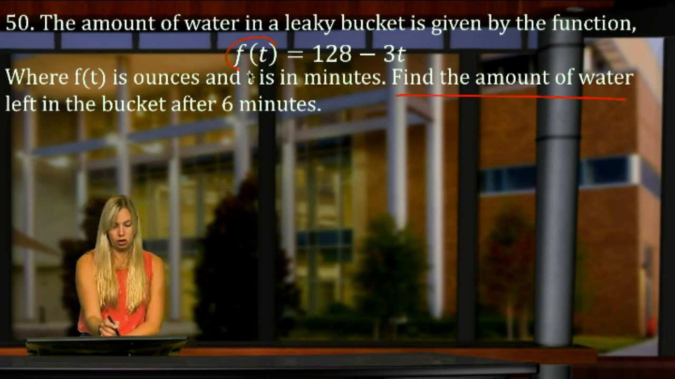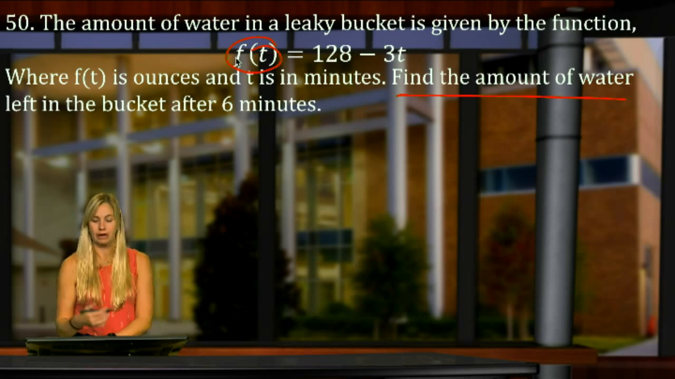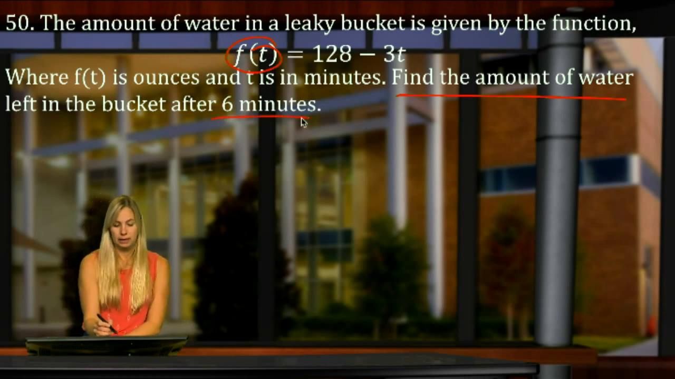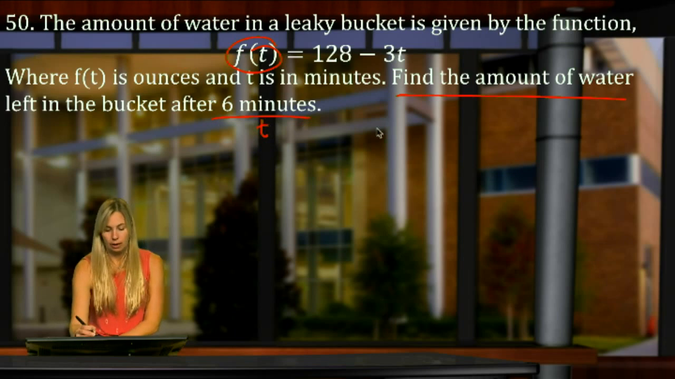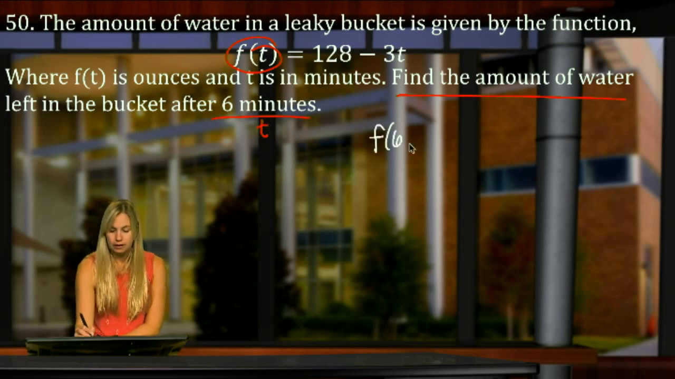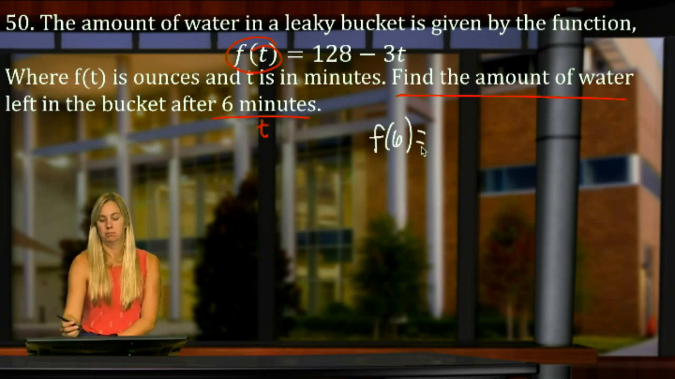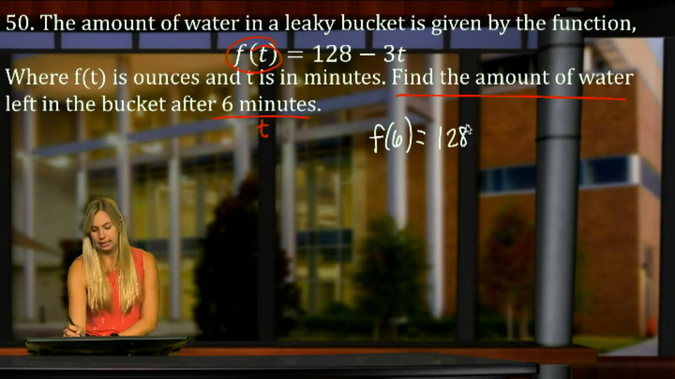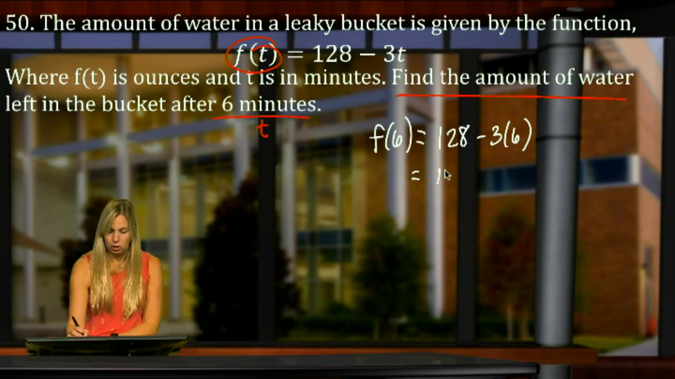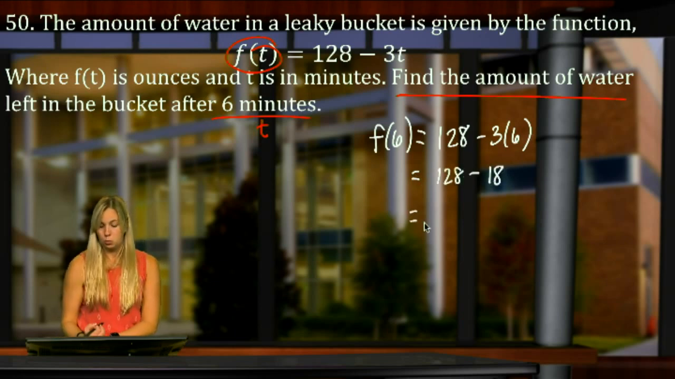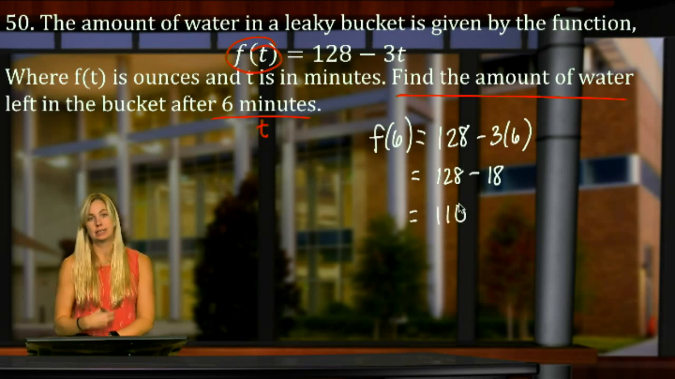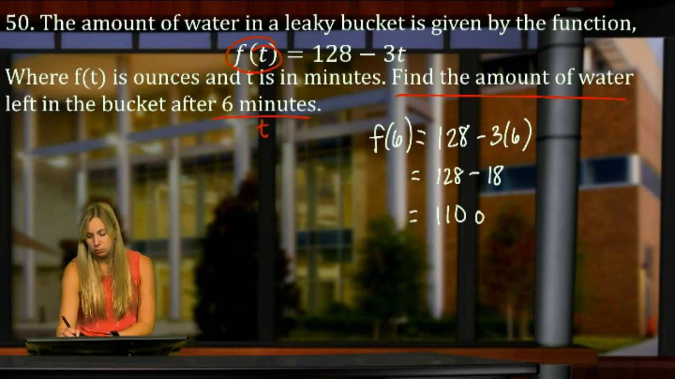So we're looking for f of t, we're looking for the y value after 6 minutes. So that's my t. So I'm trying to find f of 6. Plugging in 6 everywhere we see a t: 128 minus 3 times 6 is 18. And then 128 minus 18 is 110. And again, this is the y value, so the units we would use is ounces.